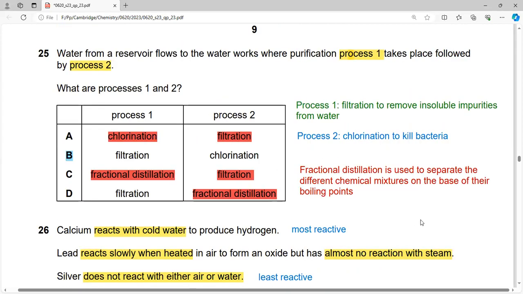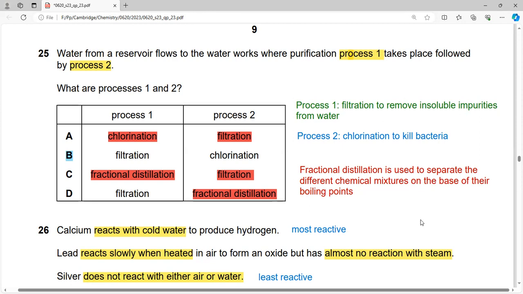Question number 25. The water from the reservoir flows to the waterworks where purification process 1 takes place, followed by process 2. In water purification, step number 1 is filtration, performed to remove insoluble impurities from the water. Process 2, the last process, is applying chlorine to kill the bacteria. So process 1 is filtration, while process 2 is chlorination. So B is our correct option.